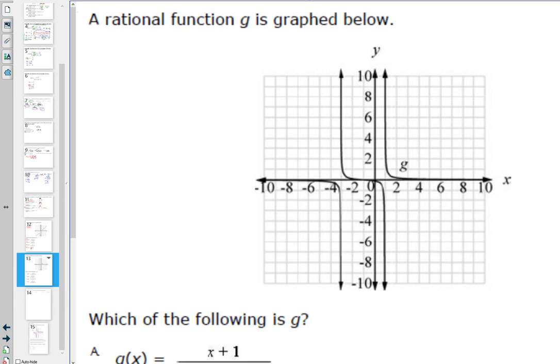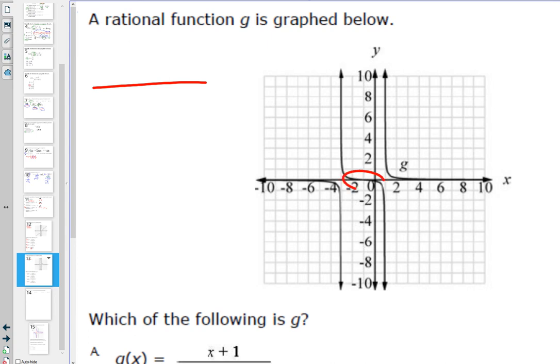Now this one does appear to have a horizontal asymptote. You can tell by this is flattening out as it goes on to infinity. It appears to have a horizontal asymptote, and where is that horizontal asymptote located? Yeah, at y equals 0. So what we're expecting there is to have a bigger degree on the bottom. The bottom degree should be bigger.